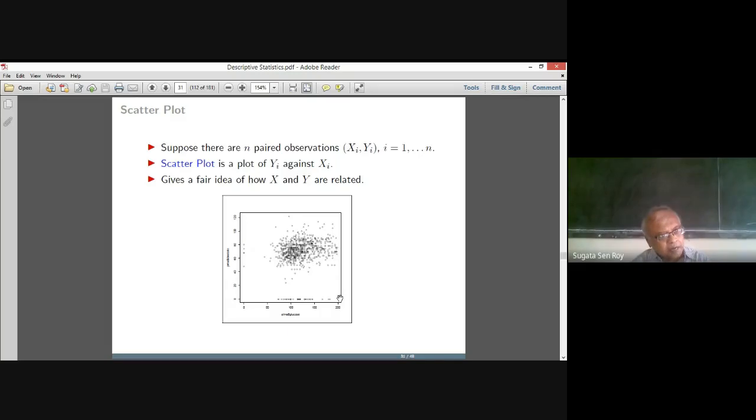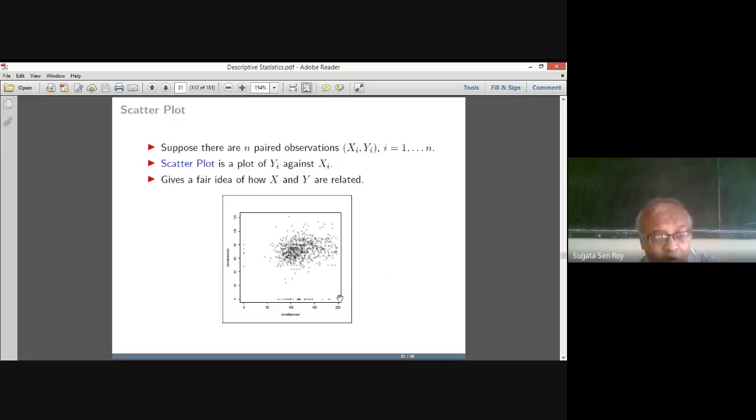Every day you go to the market, okay, and you see if the price of a commodity is increasing, you buy less of it. So the more the price, the less you buy. It's a negative relationship, right? So in this case, the correlation is going to be negative.